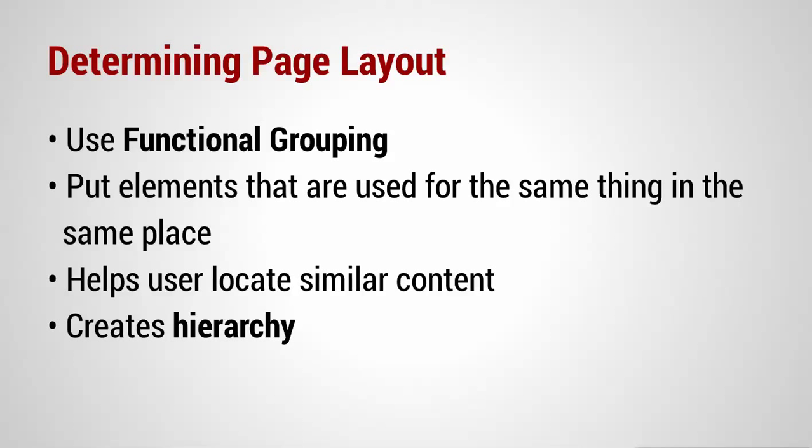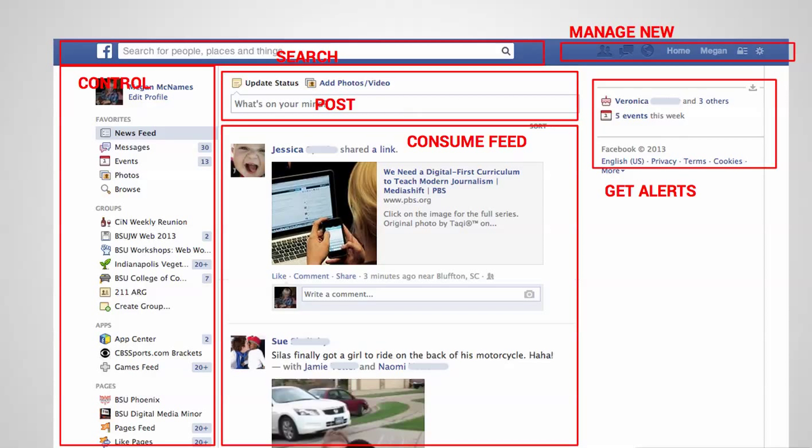When creating page layouts, you want to do what's called functional grouping. And that means you're going to put elements that are used for the same kind of thing in the same place. This helps users locate similar content, and it creates hierarchies. So you can tell users what's important and what they're going to be using a lot versus what's not important and what they don't really need to use that much. Facebook is a great example of functional grouping, and I've highlighted the functional groups of Facebook here.